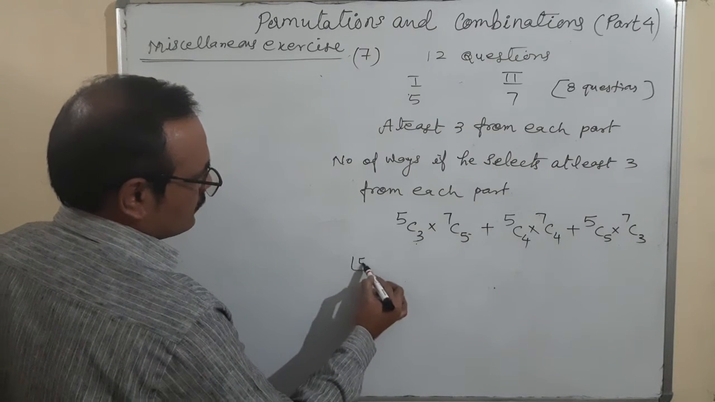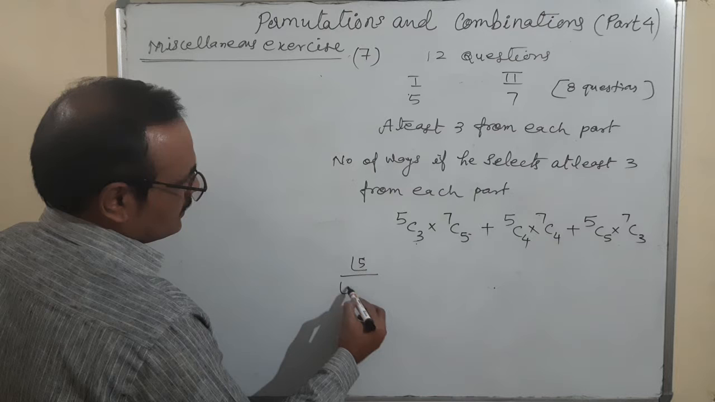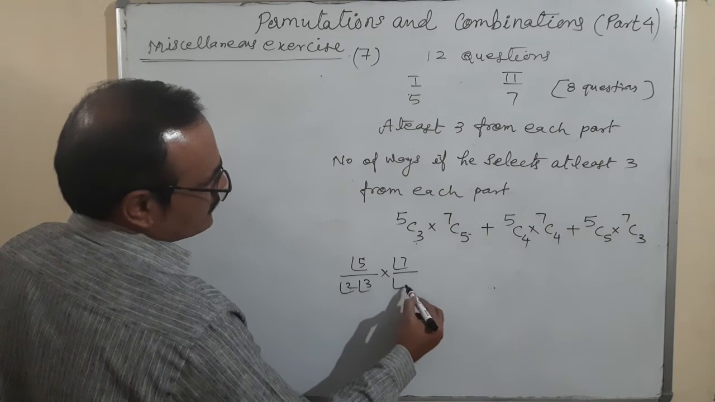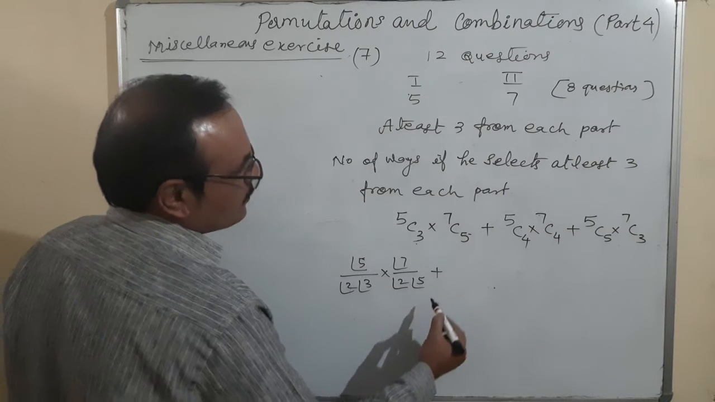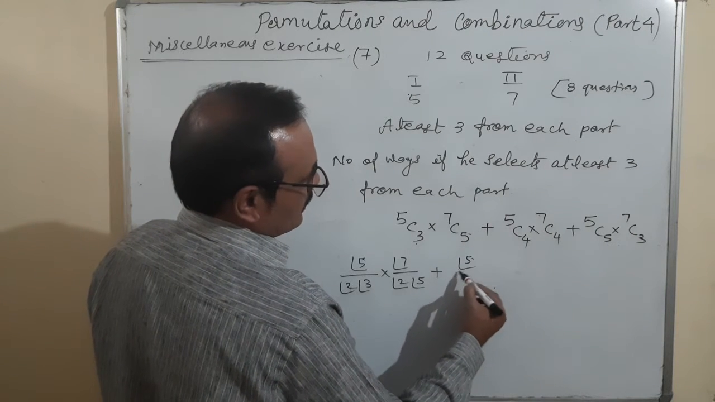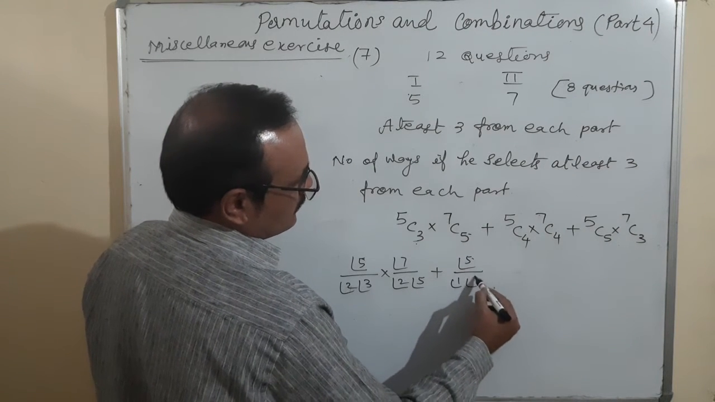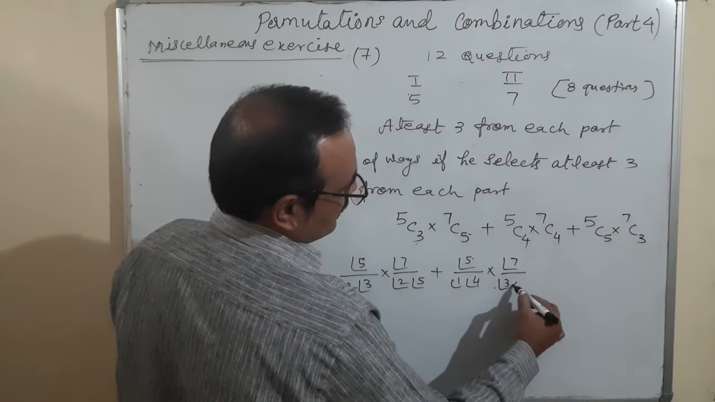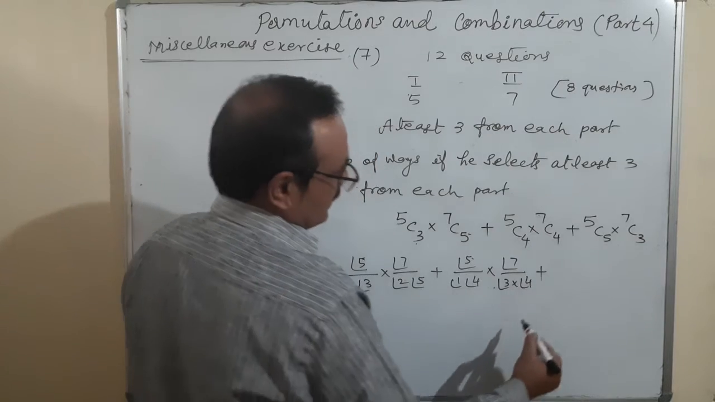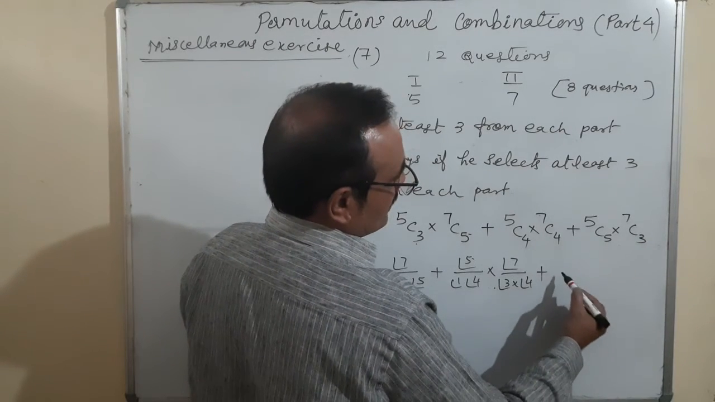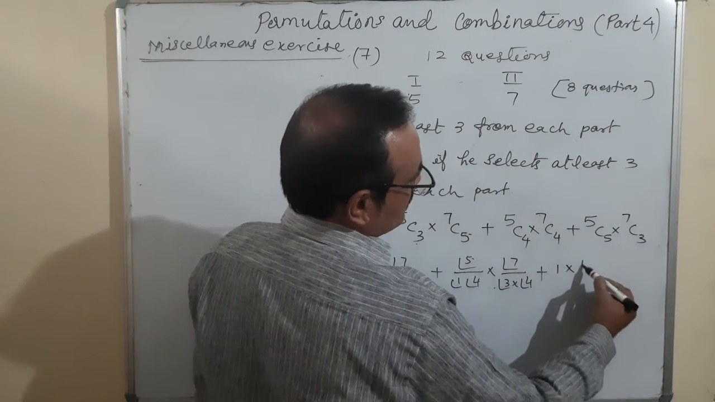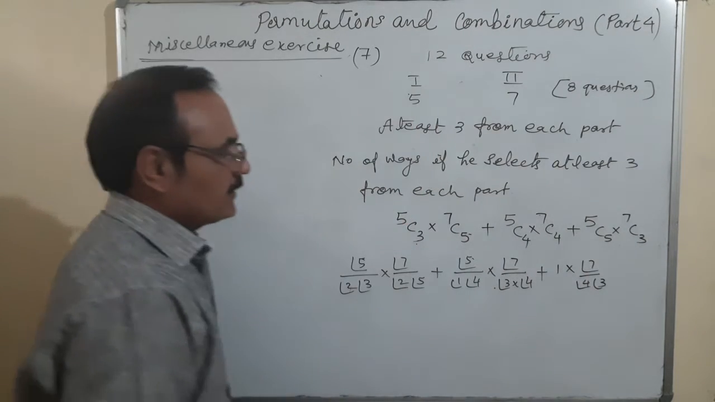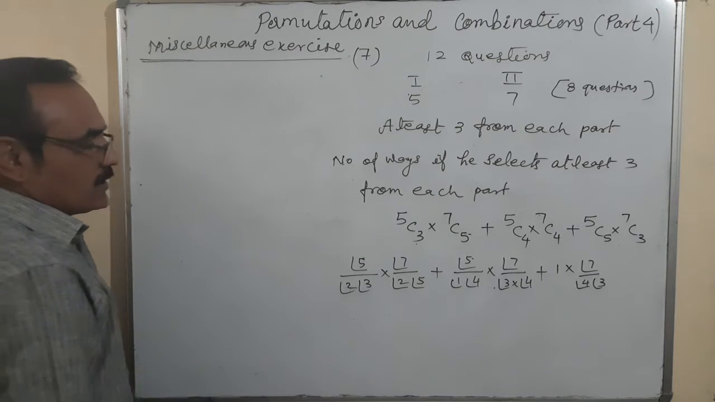5C3 is factorial 5 upon factorial 5 minus 3, factorial 2 into factorial 3, into factorial 7 upon factorial 7 minus 5, 2 factorial, 5, plus factorial 5 upon factorial 5 minus 4, factorial 1 factorial 4, into factorial 7 upon factorial 7 minus 4, factorial 3 factorial 4, and plus 5C5, that is 1, into 7C3, factorial 7 upon factorial 4 and factorial 3. Clear? Now let us start to solve it.